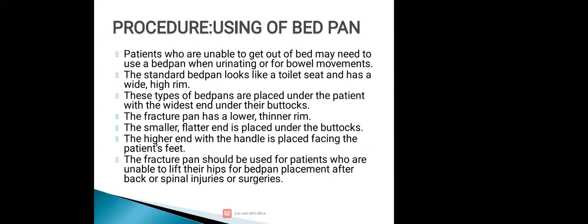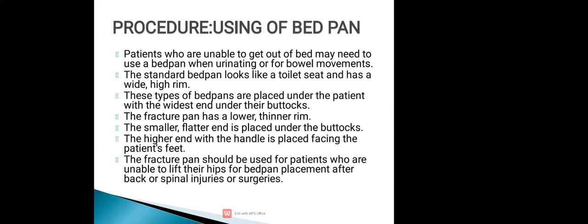So let's look at the procedure for using a bedpan. What are bedpans? Patients who are unable to get out of bed may need to use a bedpan when urinating or for a bowel movement. Bedpans can be used for urination and also for bowel movements, that's passing of feces. The standard bedpan looks like a toilet seat and has a wide, high rim. These types of bedpans are placed under the patient with the widest end under their buttocks.